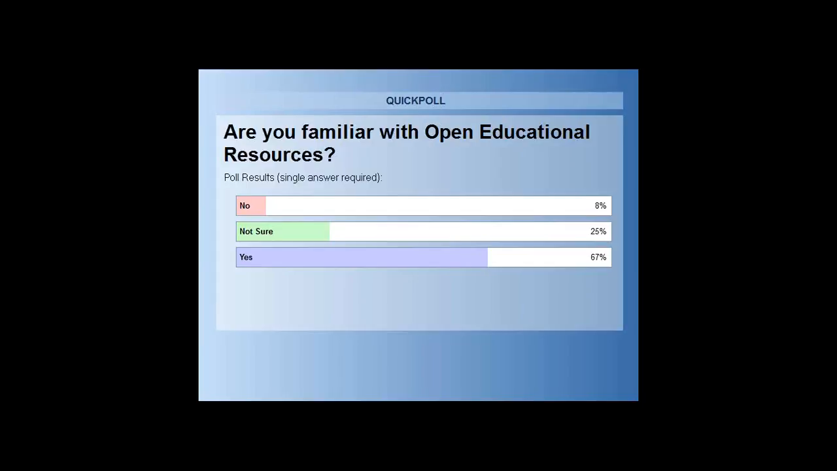So as you can see, most of the participants today are not quite sure what OERs are, and 67% absolutely know what OERs are about, which is fantastic. We have quite an informed group with us. So I'll hand it over to you, Archana, to continue with that insight in mind. So 67% know what open education resources are. Wow, that's wonderful.